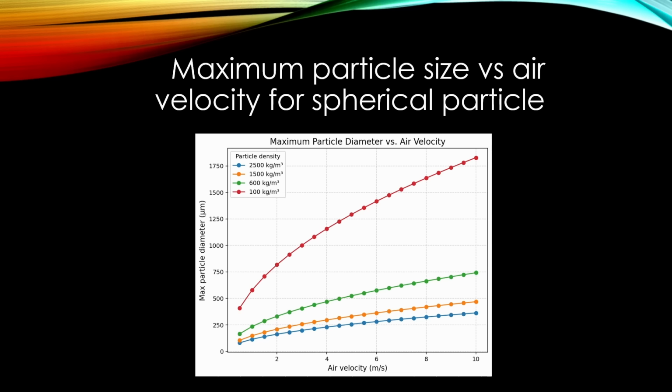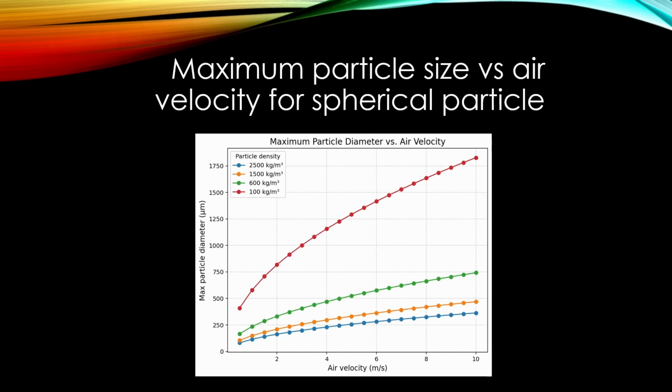On x-axis we now have air velocity in meters per second. On a y-axis this maximum particle diameter, and there are different curves for different particle densities. The blue one is for particles having density 2500 kilograms per cubic meter, which is the density of typical sand particles. And the red curve there is for very light particles having density only 100 kilograms per cubic meter.